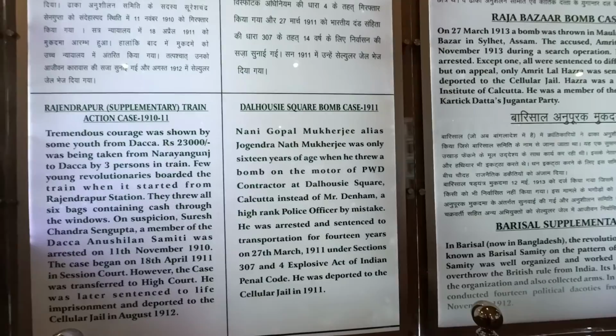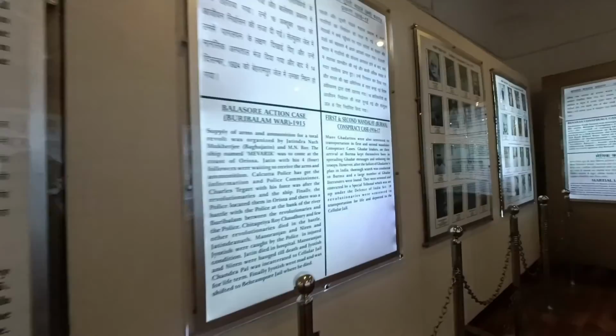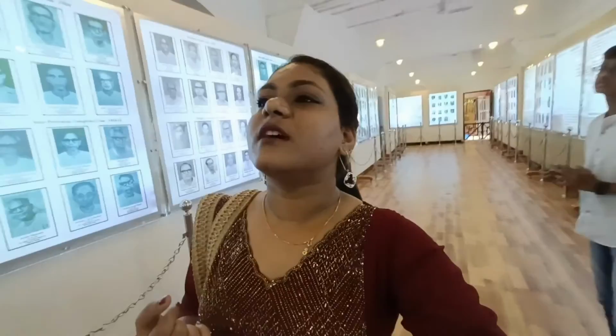About the Nasik conspiracy. Even the Dalhousie Square bomb case. The Raja Bazaar bomb case. The Lahore conspiracy, which is very famous. It's a place where you can come and know the history of Cellular Jail and the freedom struggle. This is about the Kakori conspiracy that happened in 1925. So this is how the entrance looks.